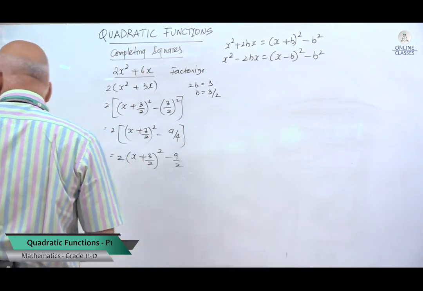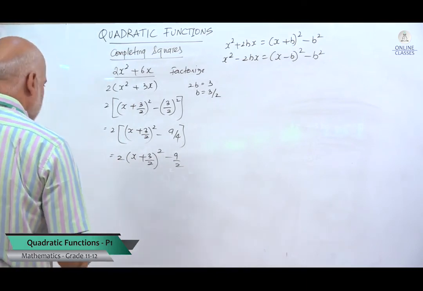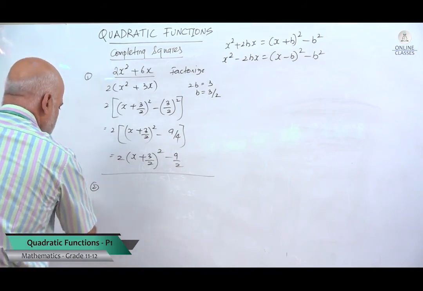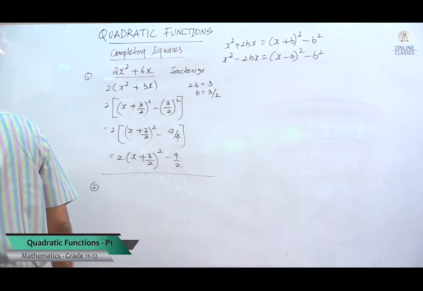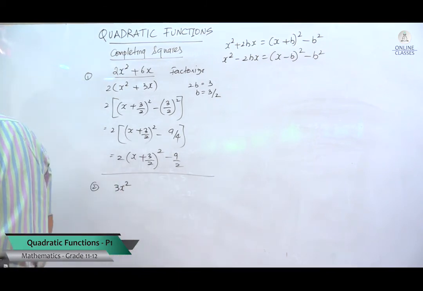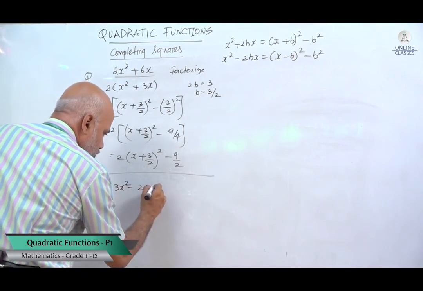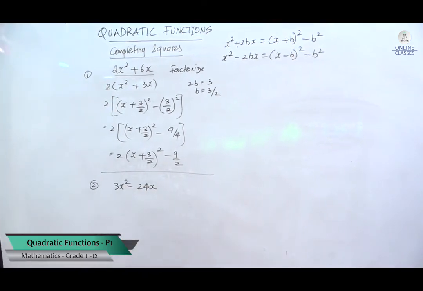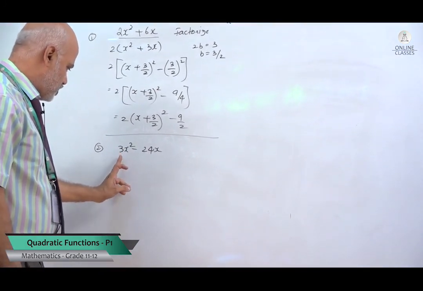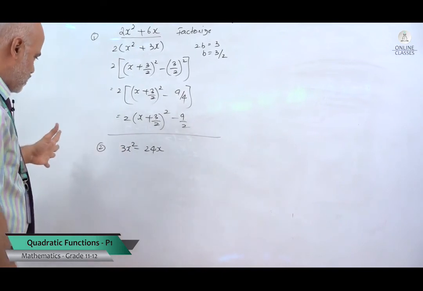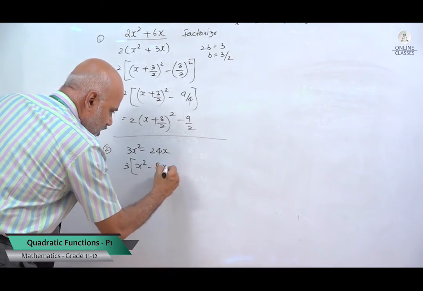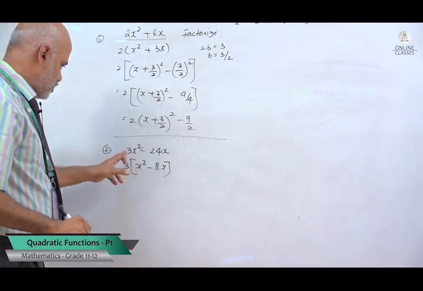Let's say one more question I will do. This is the first question in this format. Let me take the next question. Say the next question is 3x square minus 24x. How can I do that in this case? Since there is a number with x square which is 3, first I have to factorize it. So take 3 outside, x square minus 8x. So I factorized 3x square minus 24x.